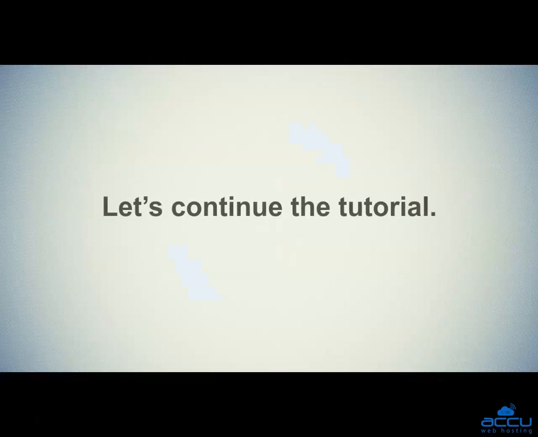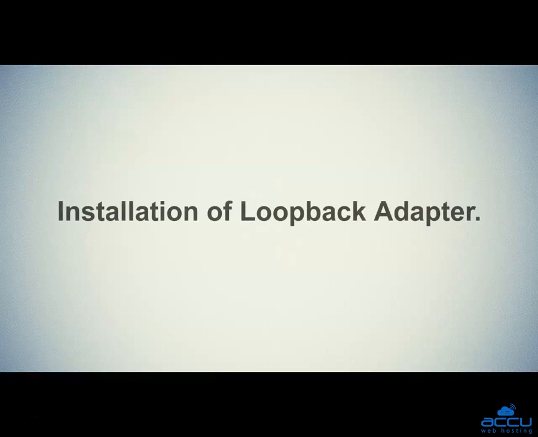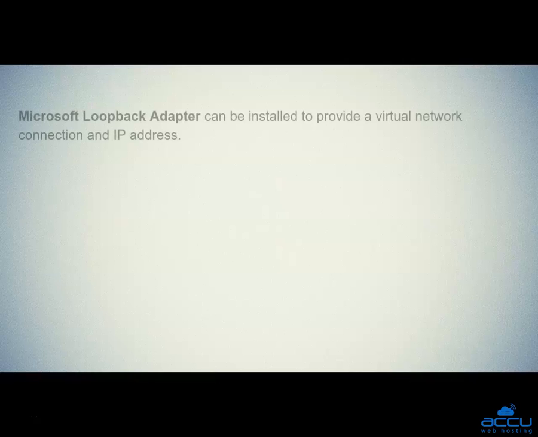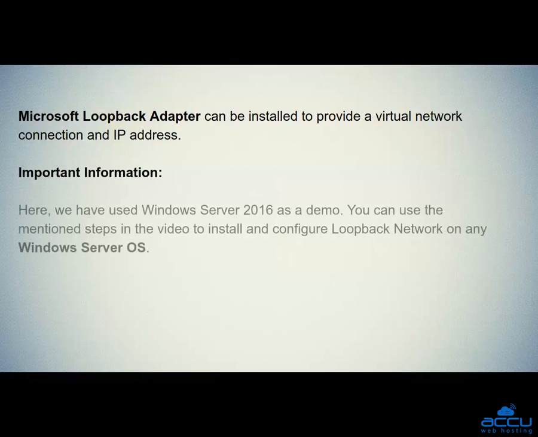Let's continue the tutorial. First, we will see the installation of Loopback Adapter. Microsoft's Loopback Adapter can be installed to provide a virtual network connection and IP address. Important information. Here, we have used Windows Server 2016 as a demo. You can use the mentioned steps in the video to install and configure Loopback Network on any Windows Server OS.